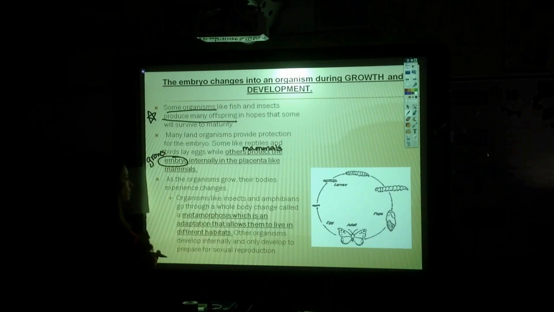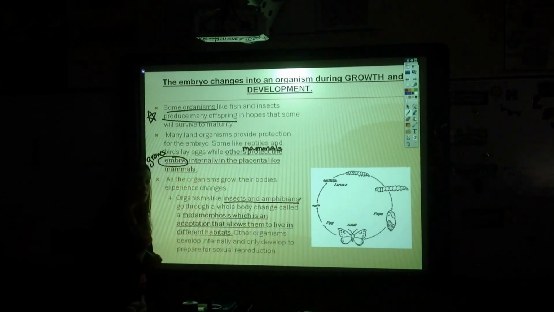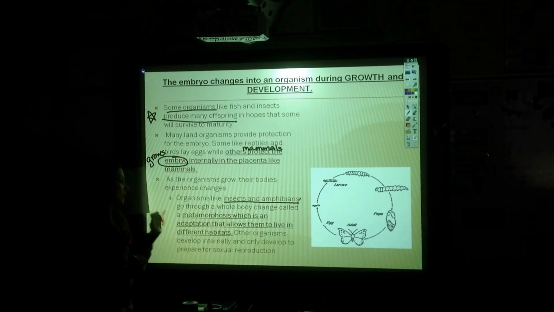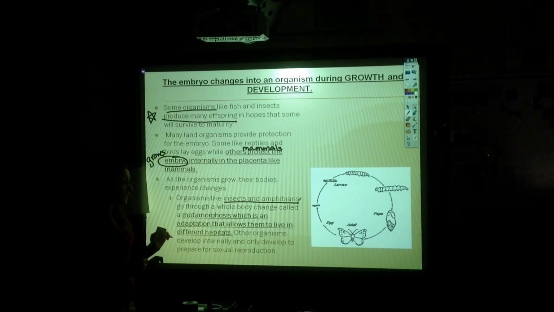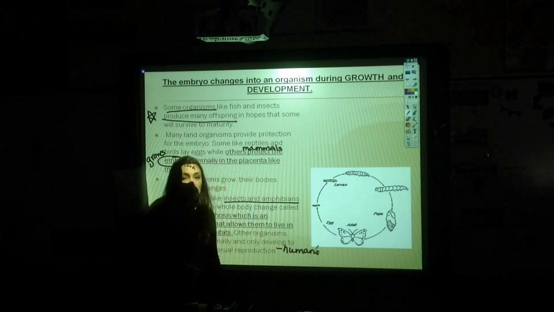As the organisms grow, their bodies experience changes. Organisms like insects and amphibians go through a whole body change called a metamorphosis. So insects and amphibians go through a metamorphosis, which is an adaptation that allows them to live in different habitats. Think of amphibians living in water and on land. The tadpole lives in water, the frog lives on land. Other organisms develop internally and only develop to prepare for sexual reproduction. For example, like humans. Humans don't undergo a metamorphosis.